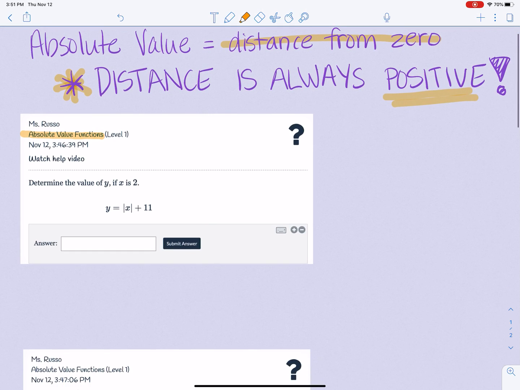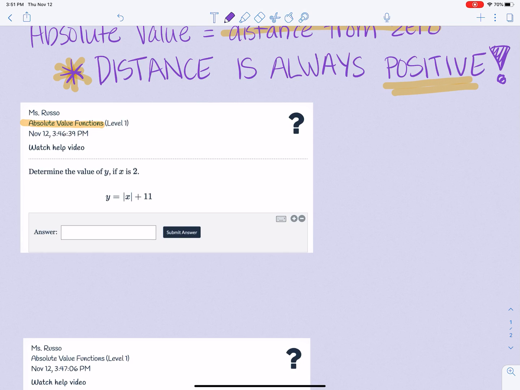So let's go ahead and take a look at our first one. Now, notice that it says determine the value of y if x is 2. So we've got to put our x is 2 into our equation here. So we've got y equals the absolute value of x plus 11. Now they want us to substitute in that x. They want x to be 2. So let's go ahead and rewrite it. Y equals the absolute value of 2 plus 11.